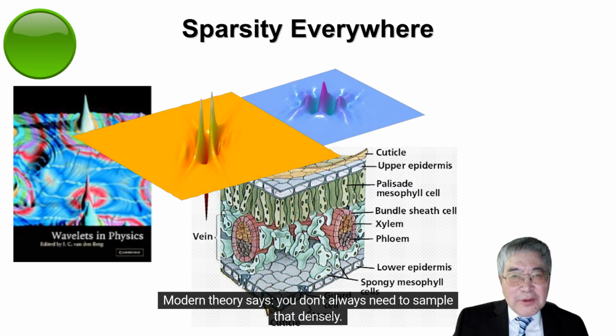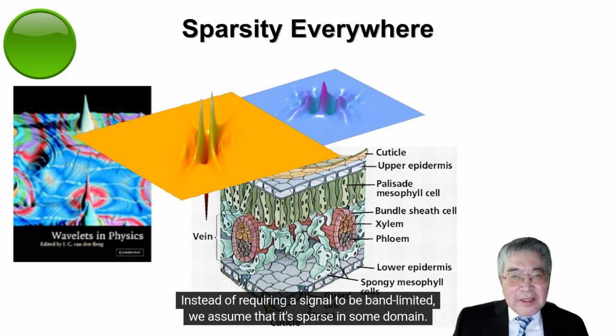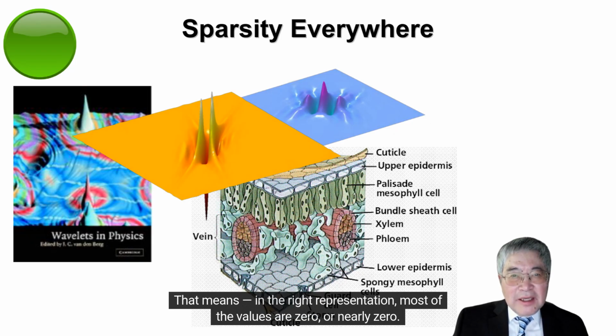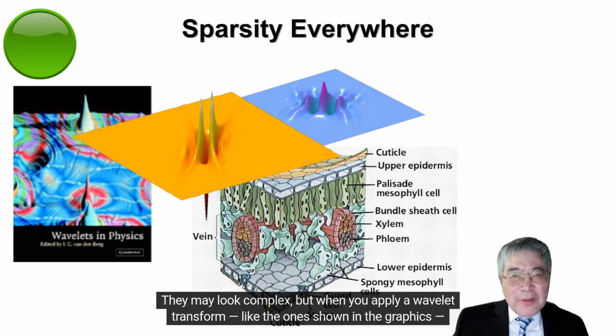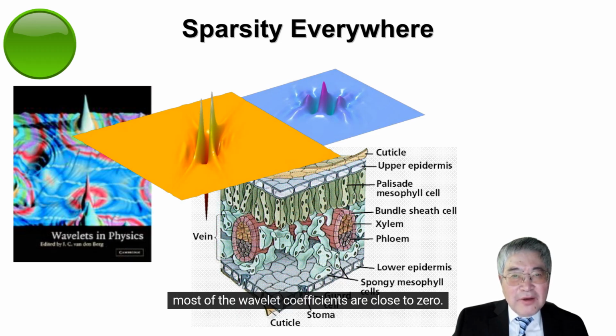Modern theory says you don't always need to sample that densely. Instead of requiring a signal to be band-limited, we assume that it's sparse in some domain. That means, in the right representation, most of the values are zero or nearly zero. Think about images. They may look complex, but when you apply a wavelet transform, like the ones shown in the graphics, most of the wavelet coefficients are close to zero. Only a few carry meaningful information.